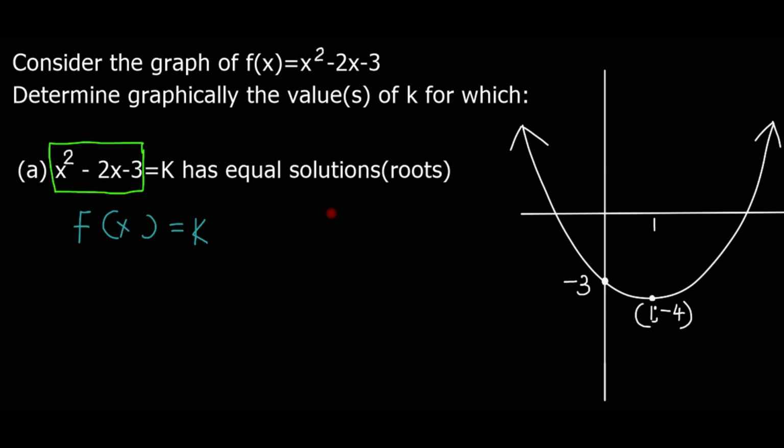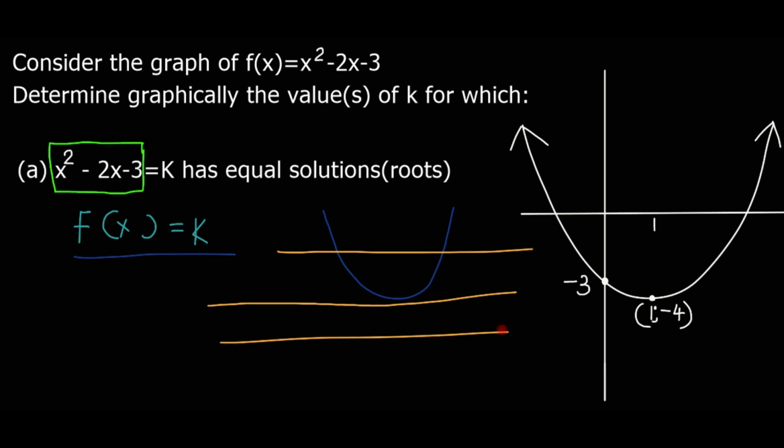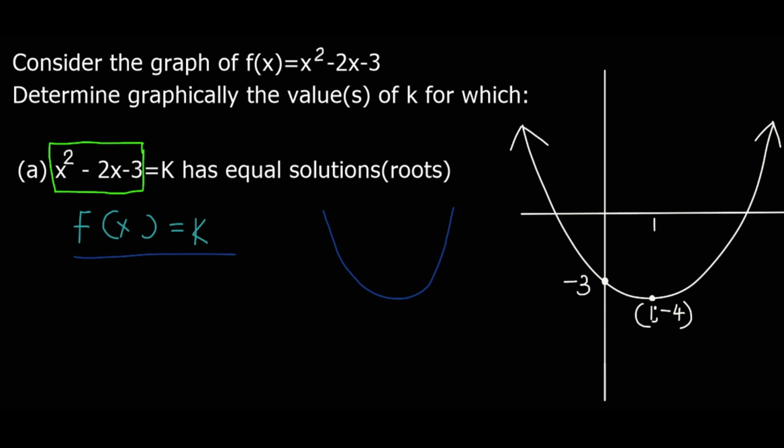So here we have the graph. We know that this f(x) is equal to k represents a horizontal line, whereby that horizontal line can touch our graph at 1 point, can touch at 2 points, or can be below. So depending on the question, x squared minus 2x minus 3 is equal to k has equal solutions. We know that when we have equal solutions, it means the x-axis must touch our graph at 1 point, so we must have something like this one.